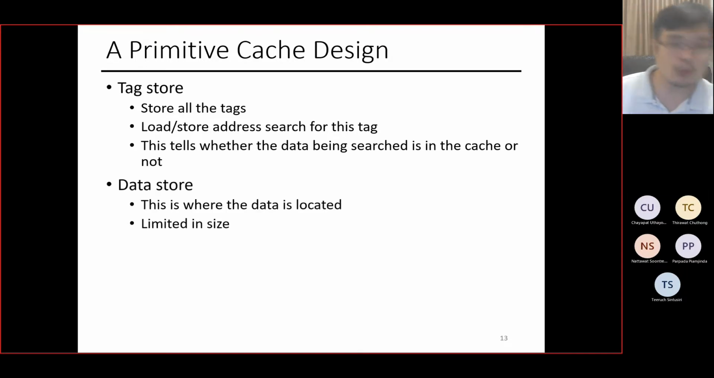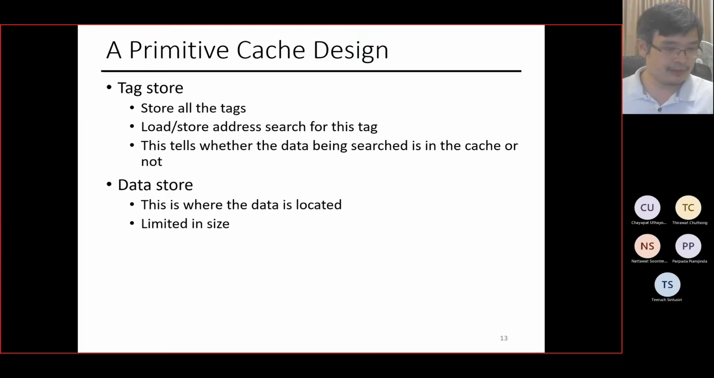Then you have the data store. The data store is, as the name suggests, where you store the actual data. So think of it this way. Let's think of a cache as a big room. Let's say it's a theater. Then people can sit in a chair to watch a movie, right? So the data store is those chairs where people can sit to watch the movie. The tag store is the label for each chair.